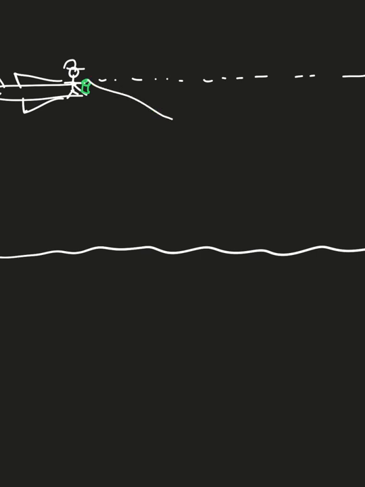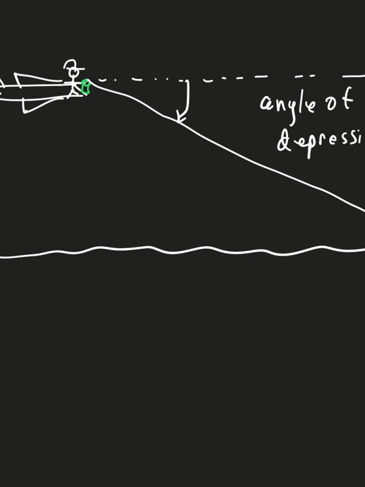So when we look down towards the town, we call that, instead of an angle of elevation, which is when we look up at something, an angle of depression. When we look down at something, it's called an angle of depression. Okay, and let's just make up a problem here. Let's say the pilot looks down at 8 degrees.